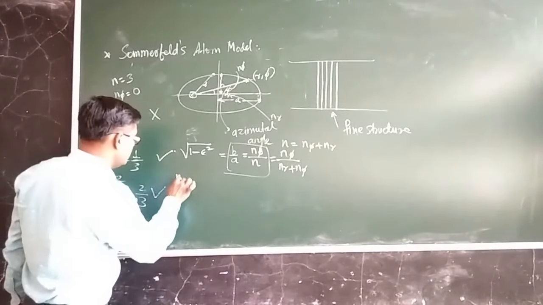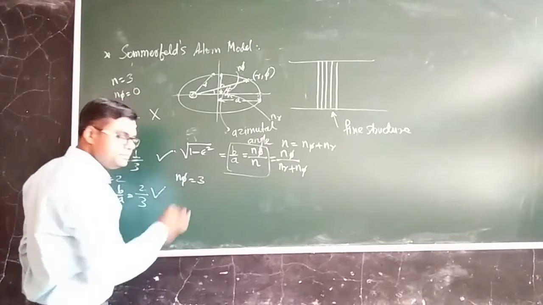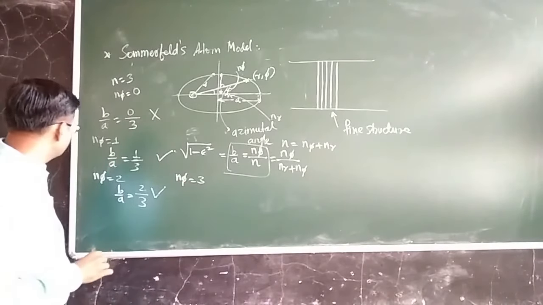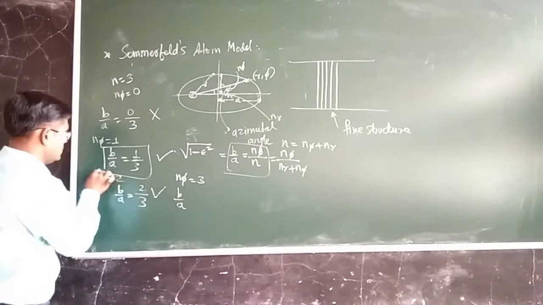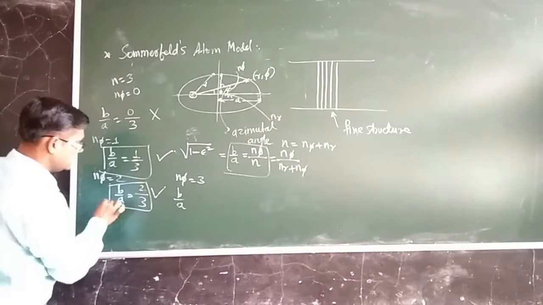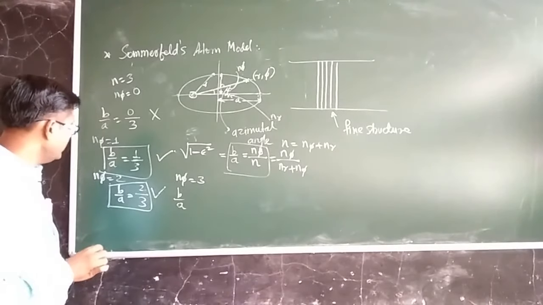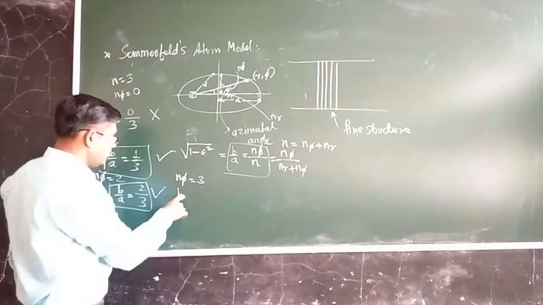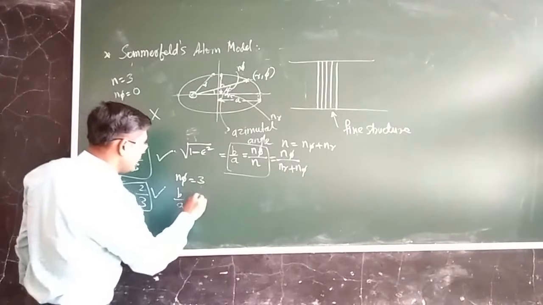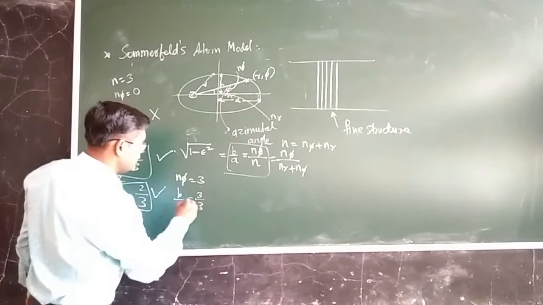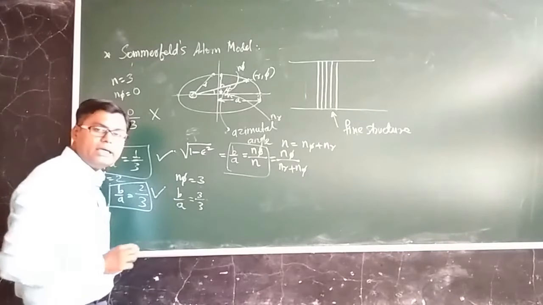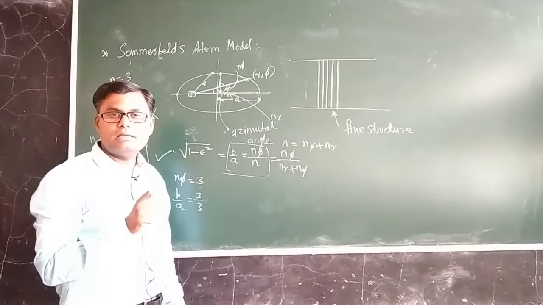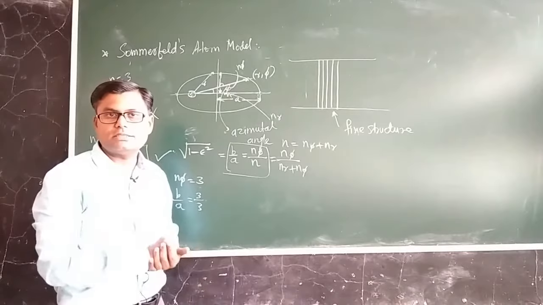Now let us assume that n phi is equal to 3. Let us make some boxes so that it can be easily identified. So n phi is equal to 3, b by a is equal to n phi divided by n, that is 3 divided by 3, which is equal to 1. It means that b is equal to a. It means that the length of the semi minor axis is equal to the length of the semi major axis.